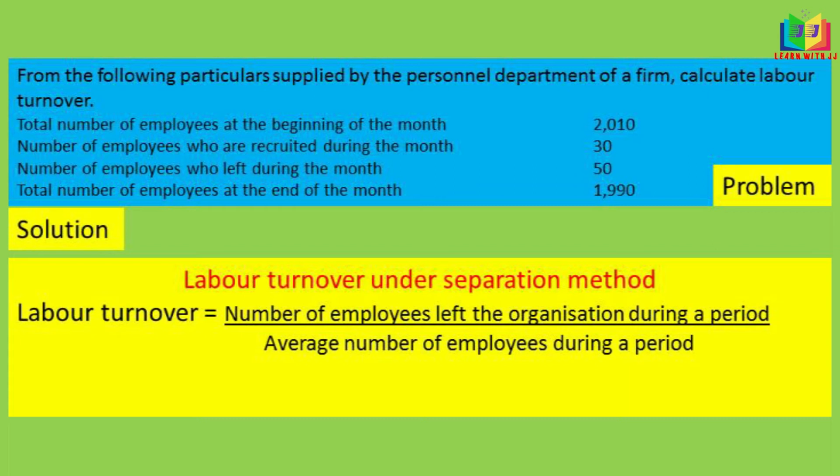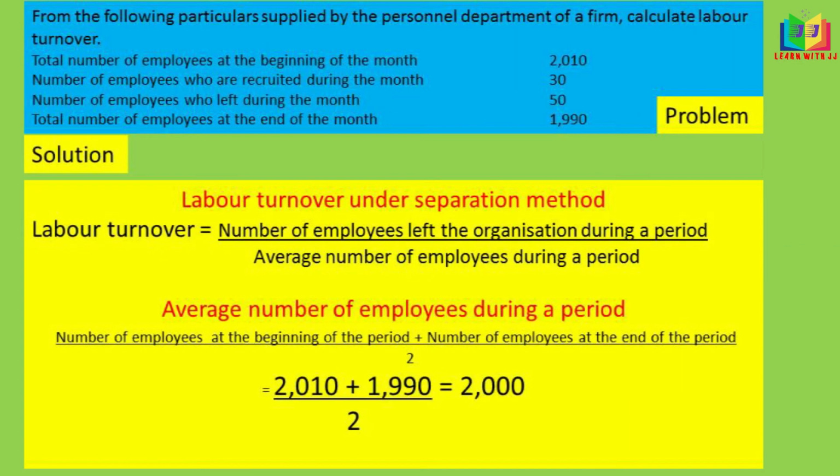And in this problem, the number of employees left during the month was given, that is 50. So we have to find out the average number of employees during the period. For that, the formula is number of employees at the beginning of the period plus number of employees at the end of the period, divided by 2. So we have number of employees at the beginning, that is 2010, and number of employees at the end, that is 1990. So if we find the average of these two, we'll get 2000. Okay, this is the average number of employees during a period.